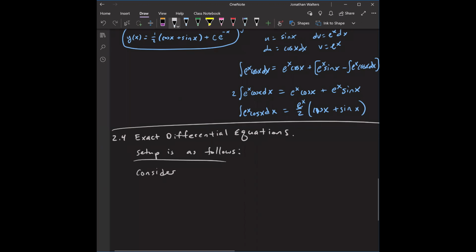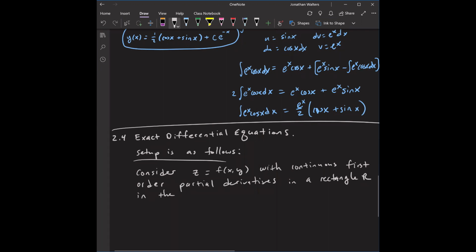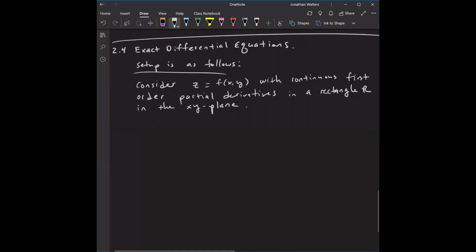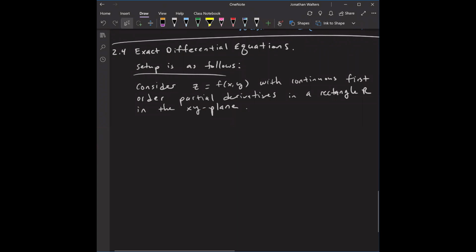Consider z equals f of x, y. So it's a function of two variables, z, it's really just a surface if you want to call it that. So z is a function of x and y with continuous first order partial derivatives in a rectangle R in the xy plane. So that's our setup. We just have a surface or a function of two variables in the xy plane.